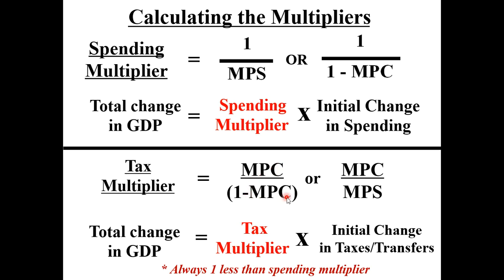Either way, if you want to know how the economy is going to change from a tax cut, you take the change in taxes or transfers. Remember, we use the tax multiplier for transfer payments as well. Take the initial change in taxes, figure out what the multiplier is, and then multiply those two numbers together, and that will tell you how much GDP is going to change. And don't forget, there's a cool trick. Whatever the spending multiplier is, the tax multiplier is always 1 less than the spending multiplier. So if the spending multiplier is 4, we know that the tax multiplier is going to be 3, just as an example.